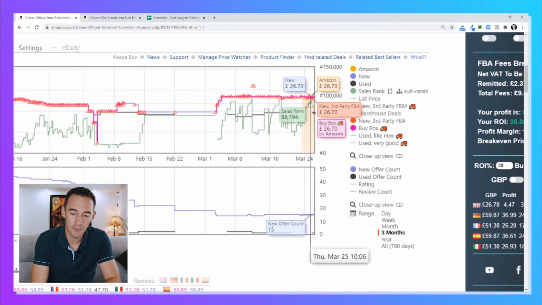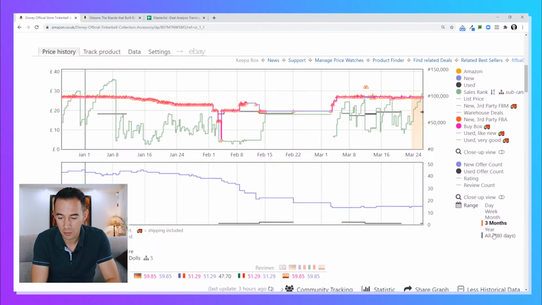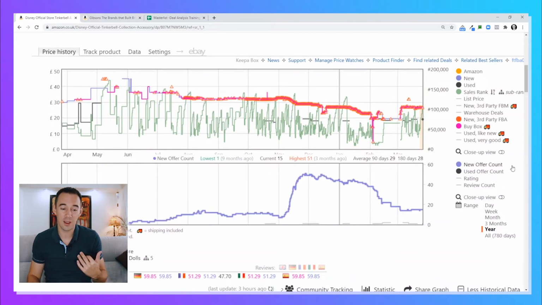Now, I talked about it before. I don't just look at the 3 months, I look at the year. So let's jump over to 1 year. Let's have a look at that. And over the course of the last year, I can pretty much see Amazon have never been on this listing.